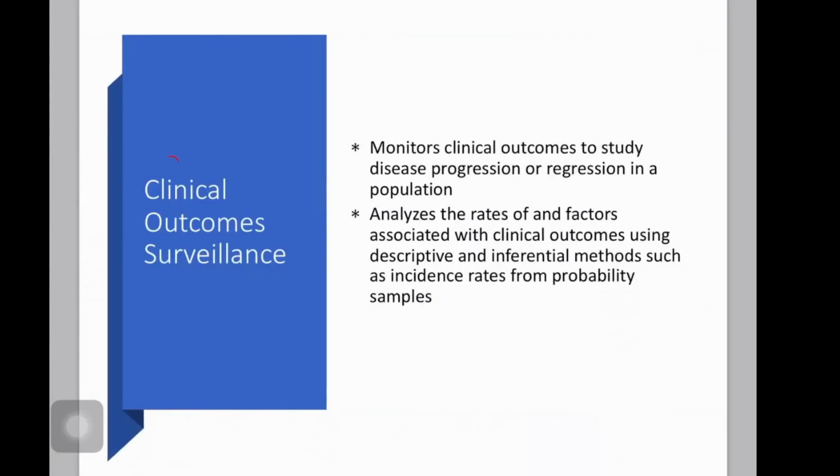Clinical outcome surveillance. Now you have an idea about clinical outcomes, for example in the hospital: how many people get discharged, healthy discharge, mortality, readmission. So these are the surveillance. Overall this can help us monitor the quality and clinical outcome, to study disease progression or regression in the population, like with a certain disease, such as how many people with COVID, when admitted to the hospital, come out healthy, or what could be the other outcome.